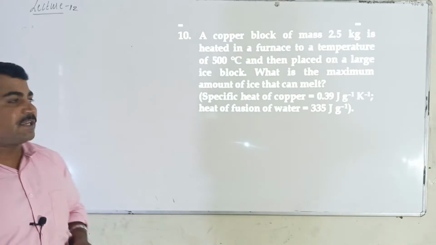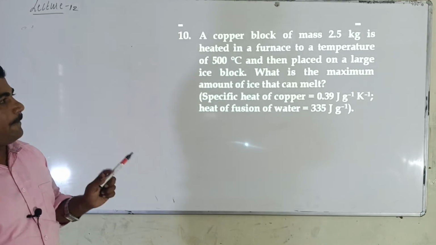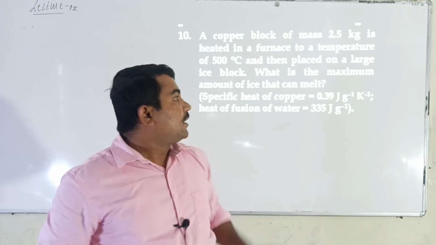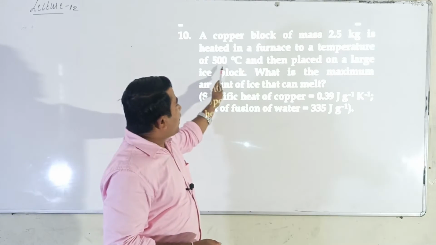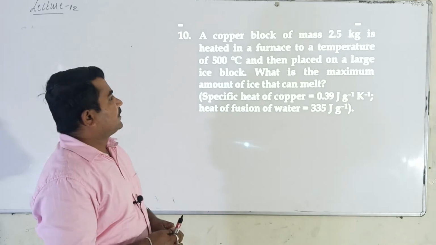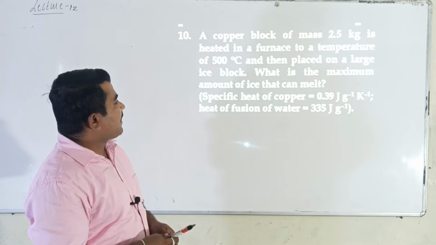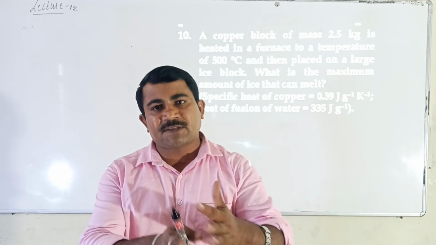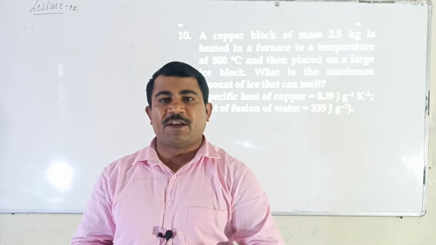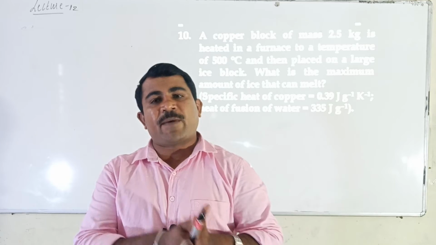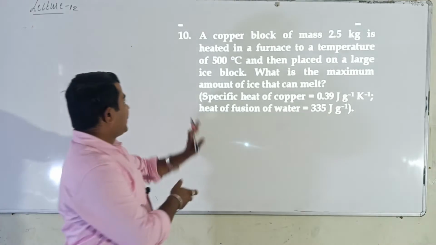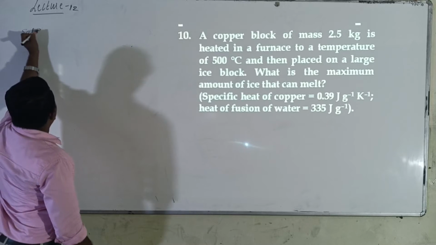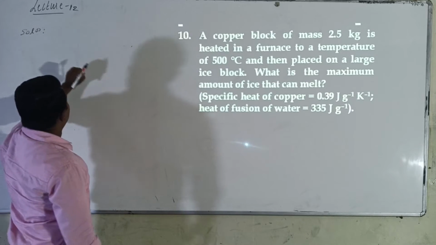See here, what is given? A copper block of mass 2.5 kg is given. When the temperature rises by 500 degrees Celsius, it is placed on an ice block. What is the maximum amount of ice that can melt? I mean, a hot material placed on the ice melts it. Generally, he is asking how much ice is melted. Very simple. Shall I go for the solution? Directly I will go for the solution. Given values I will write.